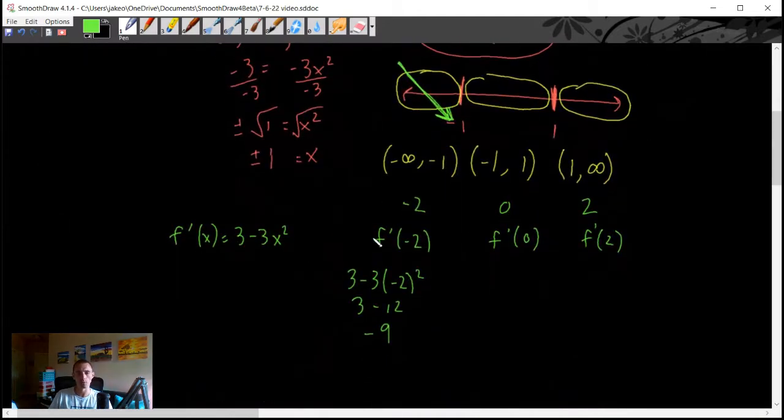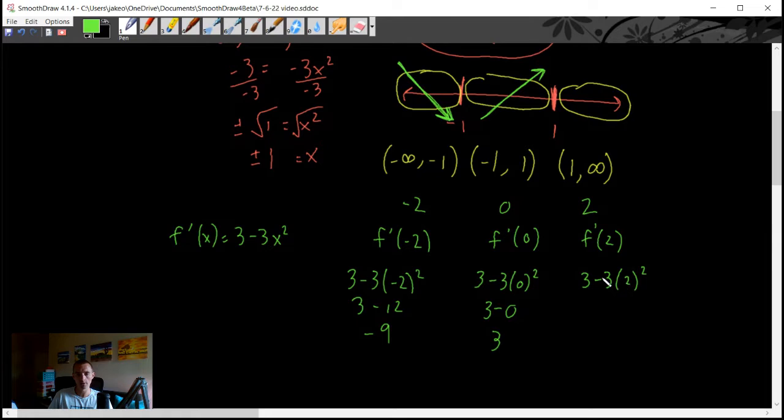So again, we're going to do the same thing. We're going to plug now 0 into f prime. So that's going to be 3 minus 3 times 0 squared. 0 squared is 0, times -3 is 0. 3 minus 0 is 3. So this is positive, which means f has a positive slope, which means f is increasing from -1 to 1. Okay, and then we're going to do the same thing with +2. 2 squared is 4, times -3 is -12, which again gives us -9. Negative slope for f within this interval means that we have an interval of decrease right here.